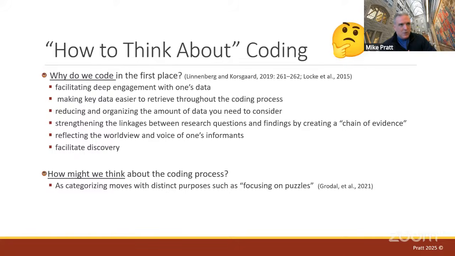They look at coding as a type of categorization process, and so they go to categorization theory to come up with what the functions of your coding are. So for example, they may say one of the functions is to focus on puzzles, like something that I don't understand. So I may code for that. I may code for something else.